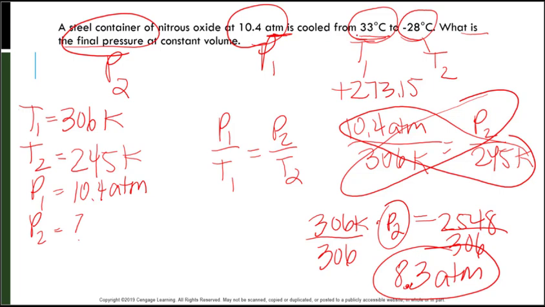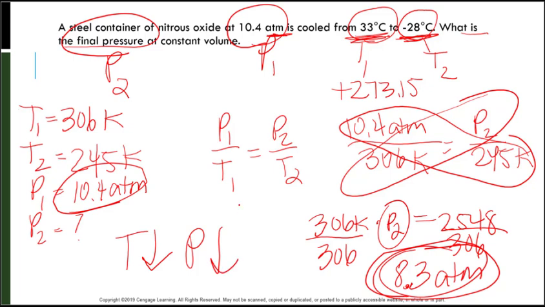Let's make sure that this makes sense. Our temperature went from 33 to negative 28, so our temperature went down. Our pressure should also go down. Our pressure started at 10.4 and went to 8.3. So our pressure went down as well. Good job.